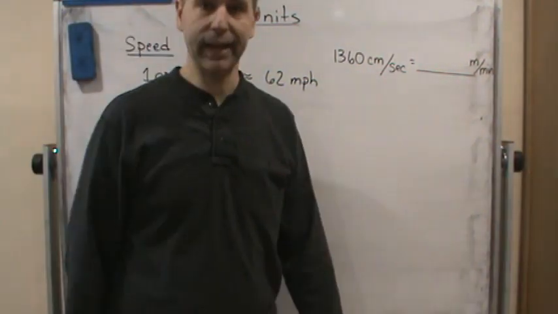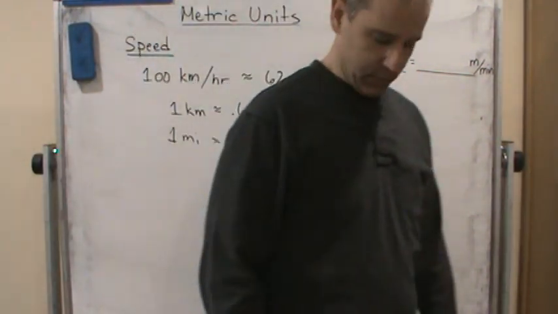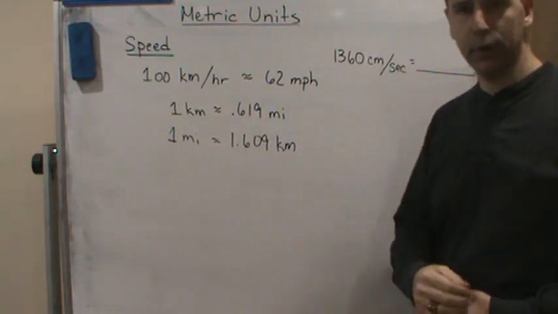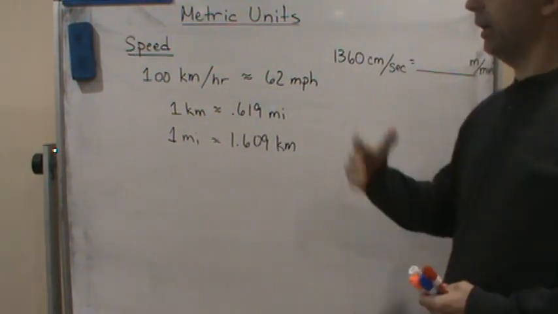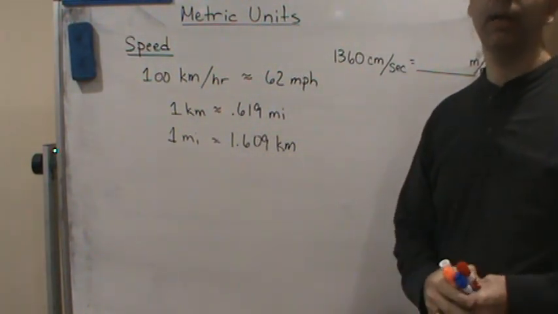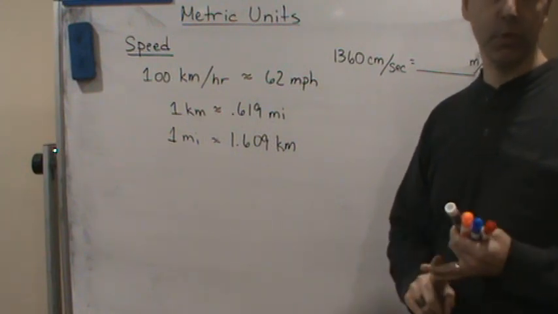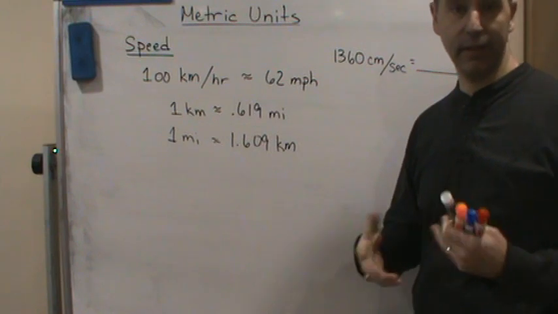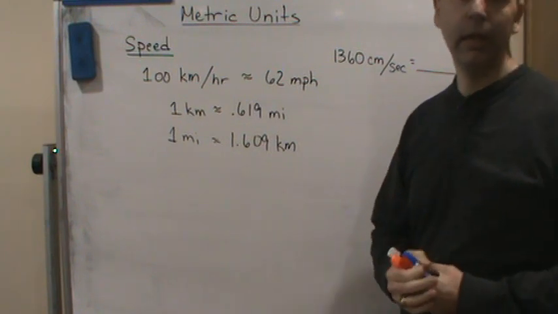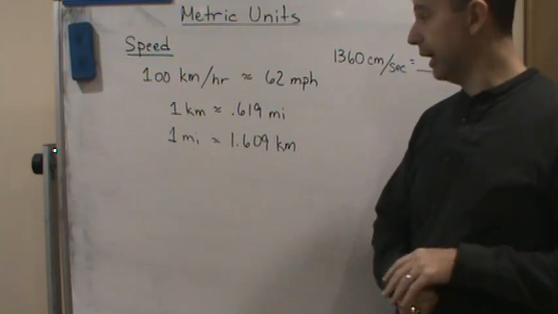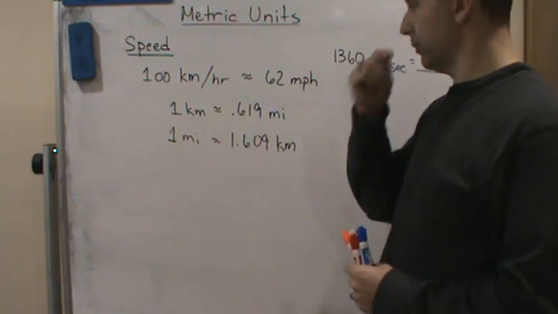Okay, so welcome back, and now let's talk about speed. So we normally talk about miles per hour, but in the metric system, commonly we can talk about kilometers per hour or meters per second, right? If you're talking about scientific engineering, we talk about meters per second a lot of times. So here are some conversion factors.